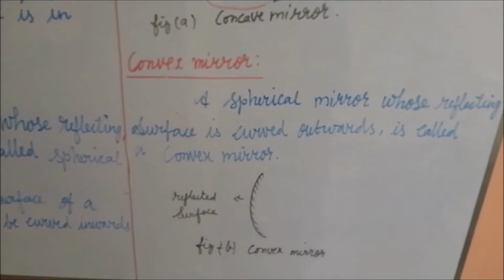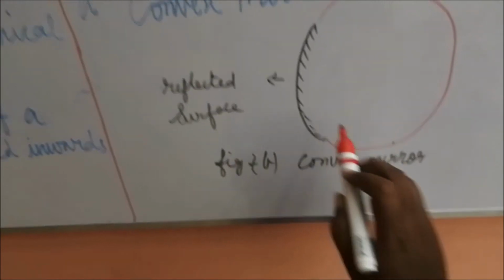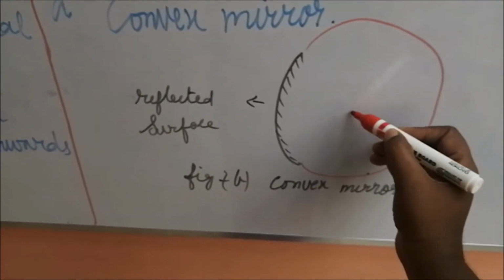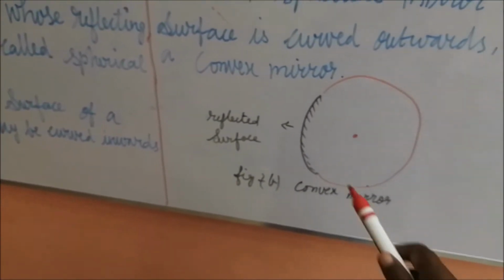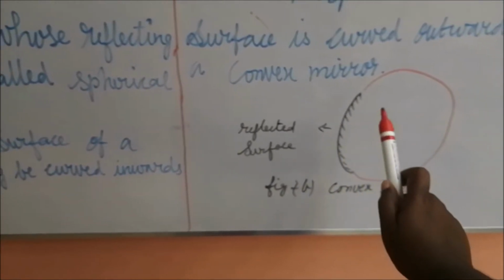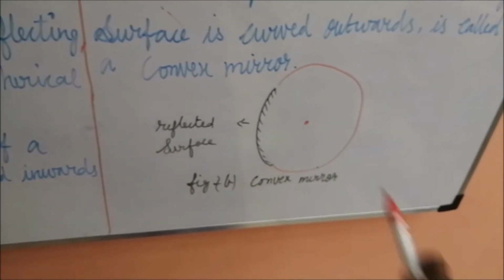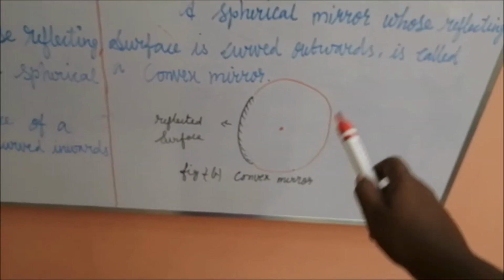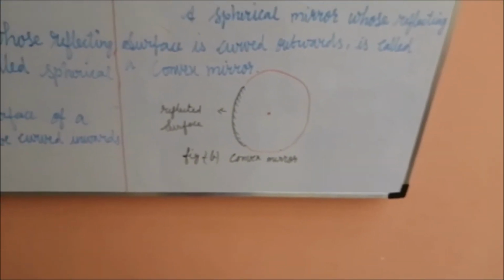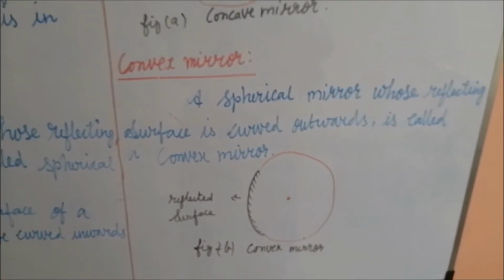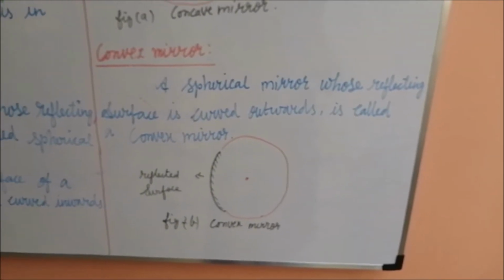In the case of a convex mirror, just imagine this as a sphere. If this is a sphere, then this will be the center of the sphere. In this case, the reflecting surface of the spherical mirror is curved outwards, away from the center of the sphere. So this type of mirror is called a convex mirror. A spherical mirror whose reflecting surface is curved outwards is called a convex mirror.